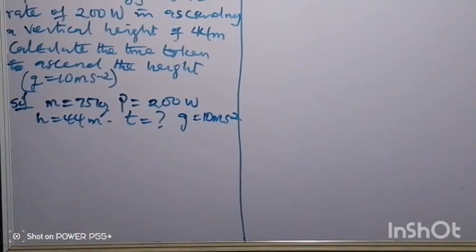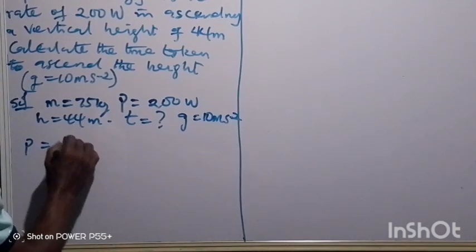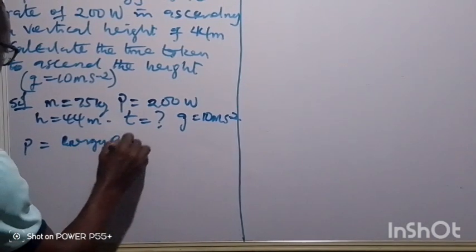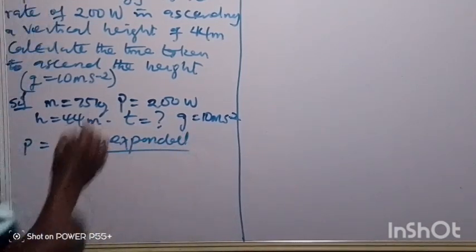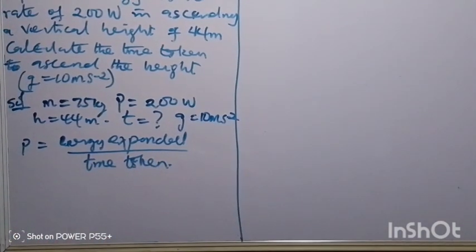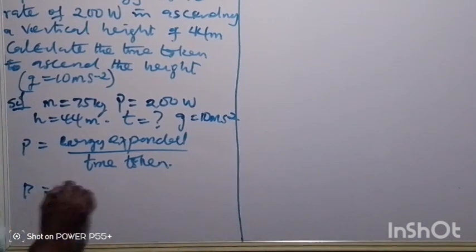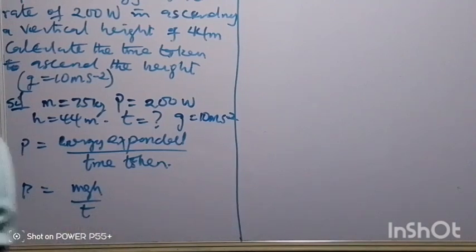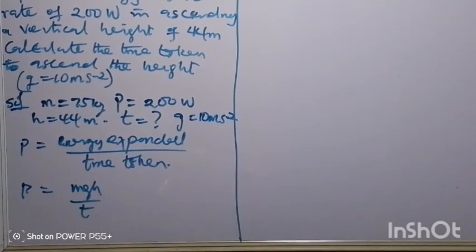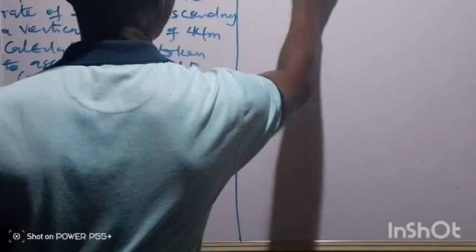Now, don't forget our formula. Power is equal to energy transferred or energy expended over time taken. And from there now, the power is given. Then the height also is given. So power will be equal to mgh over time taken. Mind you, we need time. So let's make t the subject of the formula. So from there now, pt will be equal to mgh. T will be equal to mgh over p.